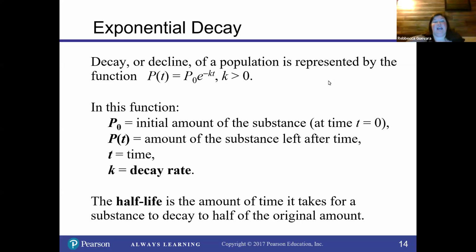So exponential decay. Decay or decline of a population is represented by P(t) = P sub 0 e to the negative kt. So we have to make sure for decay that our rate is going to be negative. And in this case, half-life is going to be the amount of time it takes for my substance to decay by a half of its original amount. So when we talk about decay, we don't care about doubling times, we care about half-life.